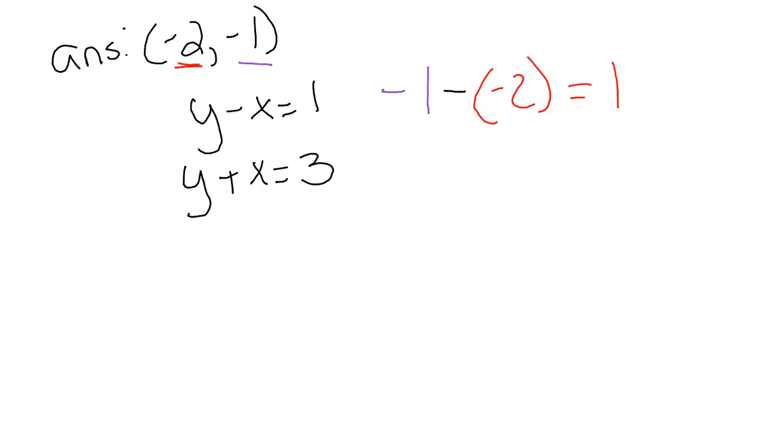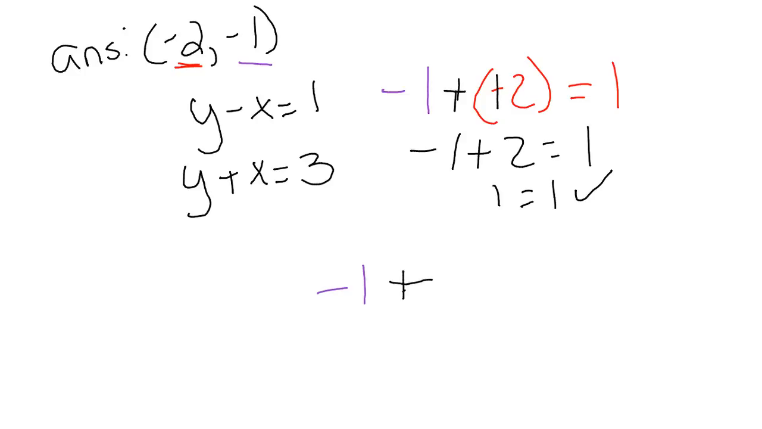A negative negative becomes positive, so I have a negative 1 plus 2 equals 1. Negative 1 plus 2 is indeed 1. So the first one checks. Now we need to do the same thing into the second equation. So I'm going to plug in a negative 1 for y plus a negative 2 for x, and we're going to see if that gives us 3.